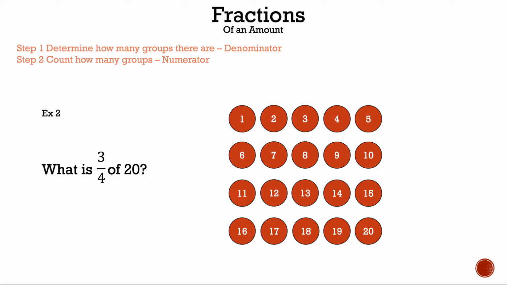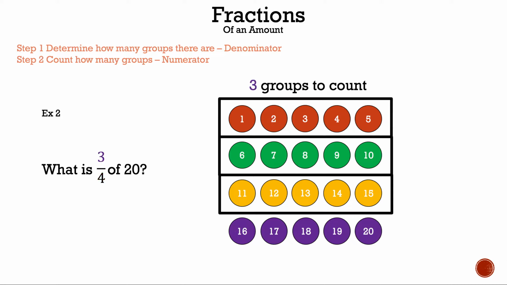And now let's take a look at example 2. What is 3/4 of 20? Well, let's look at step 1, which is how many groups do we need? We need 4 because the denominator is 4. Now let's look at step 2, how many groups we need to count by looking at the numerator. In this case, we have 3 groups to count. And so therefore, what is 3/4 of 20? It is going to give us 15.